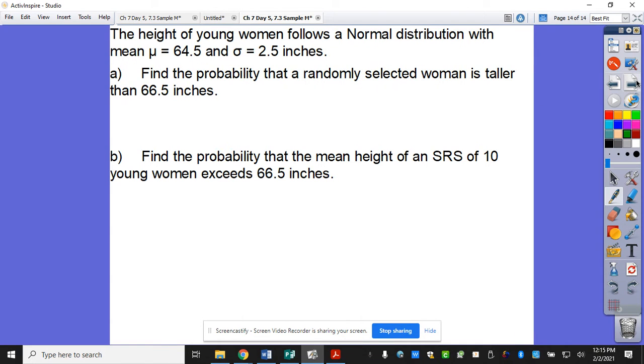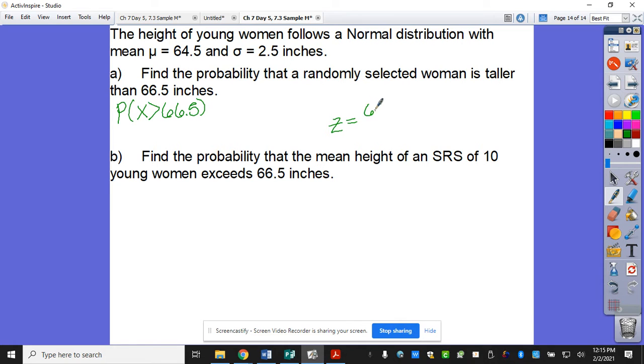All right, so going over this last problem, what do I write for part A? P parentheses what? X is greater than 66.5. I now switch that to a what?